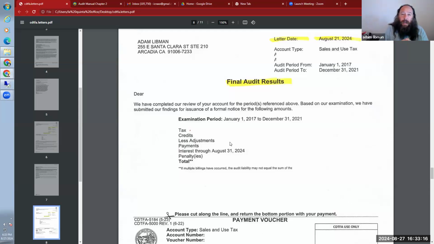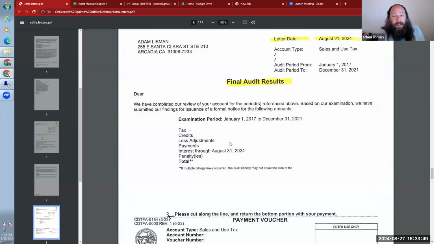So here's what happens. You get audited for your business by the CDTFA, which is sales tax in the state of California. I've taken out all the sensitive information. I have left my name and address in here because I'm public, nothing special about me. So here's what happens: you get something called the final audit results. The final audit results are mailed to both the taxpayer and the representative, and it gives you 10 days to review everything and then request a meeting with what they call the audit principal.